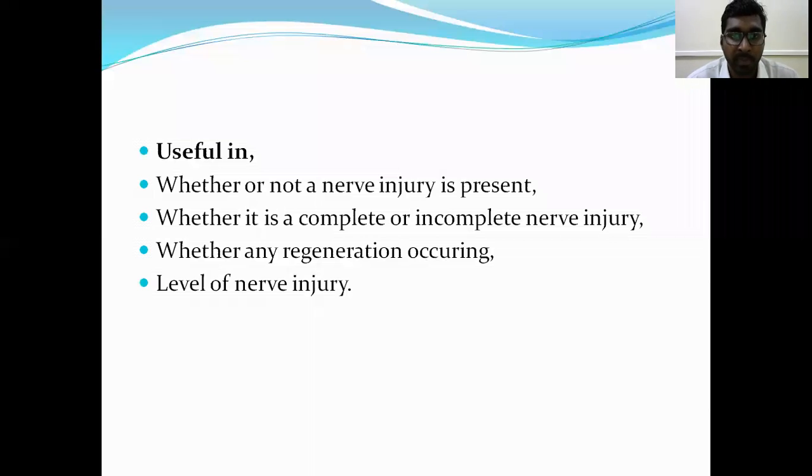All these nerve conduction studies, electromyography and strength duration curves are useful to tell whether a nerve injury is present or not, whether it is complete or incomplete, and the type of nerve injury. They are also useful for detecting nerve regeneration, and for detecting the level of the nerve injury.